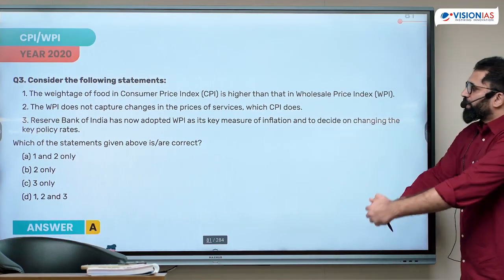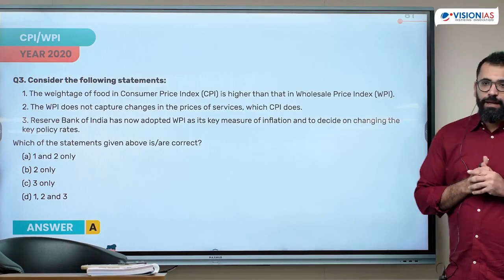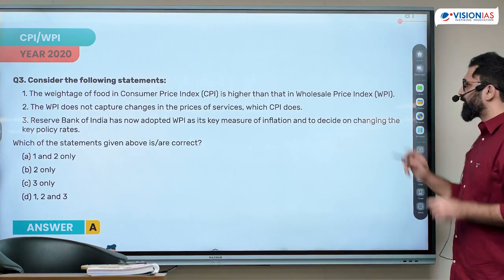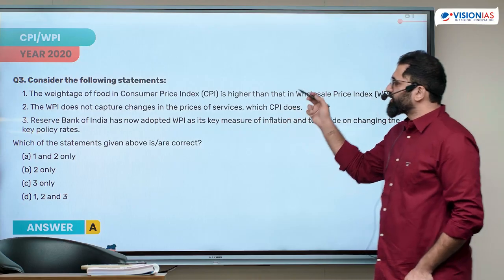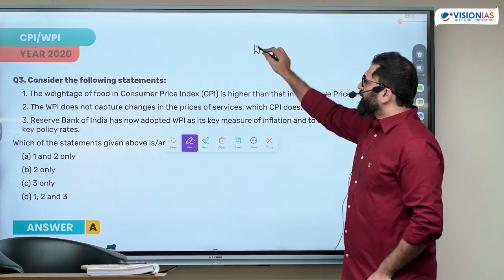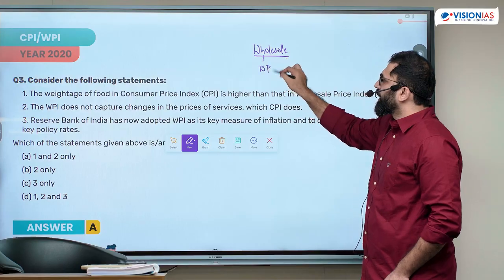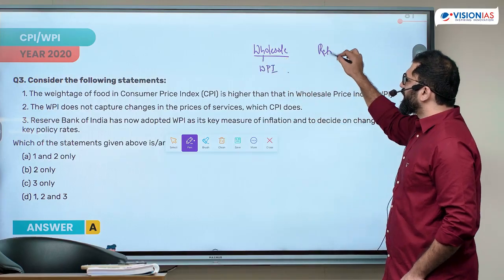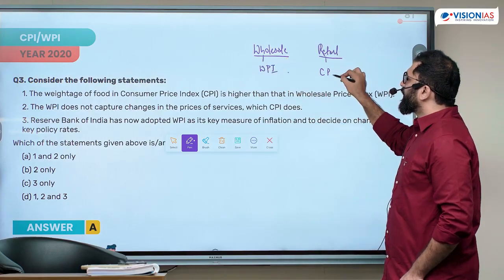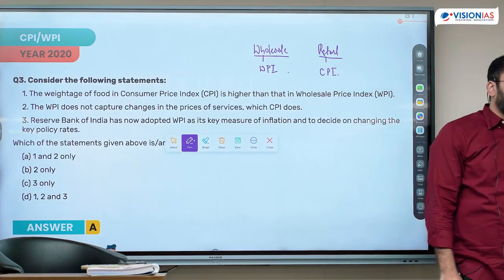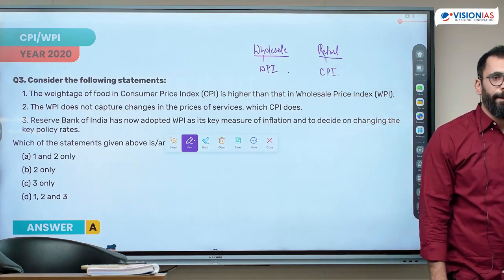Weightage of food in the consumer price index is higher than in WPI. Yes. So there are two points at which we measure. At the wholesale level, that is called WPI, and at the retail level, that is called CPI. Now, what exactly happens in these indices? How are these indices created?